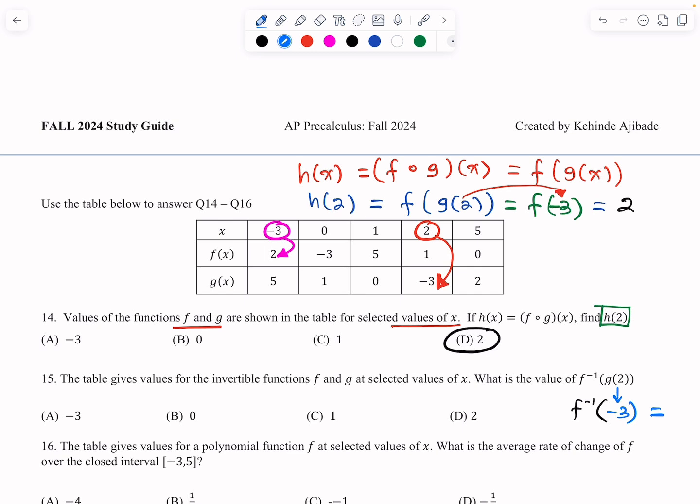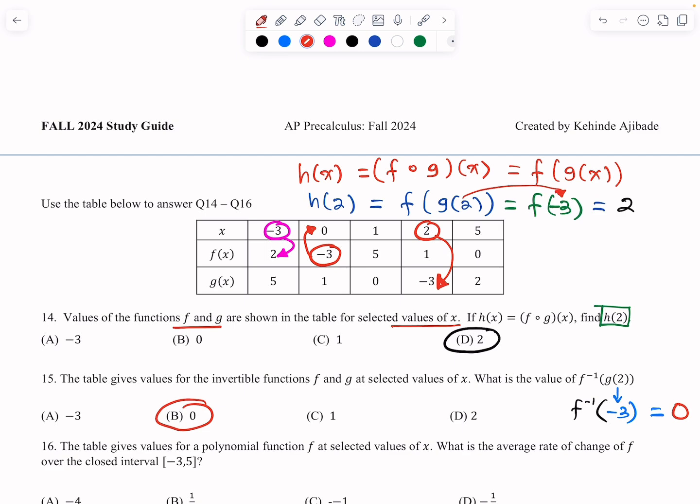if you go back to your table, and then to find the inverse of negative 3, which means that the inverse of negative 3 will be right here. So I have negative 3, and then to do the inverse, I have to trace it back to the input value, and that one will give me 0. So that one will give me 0, and that one is option B.